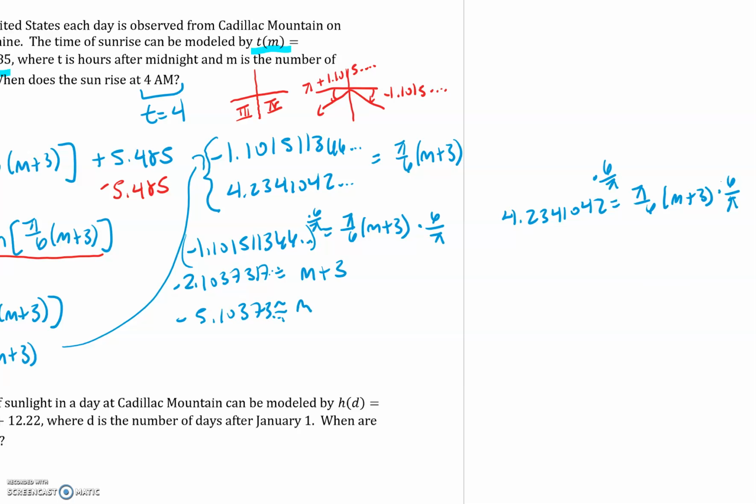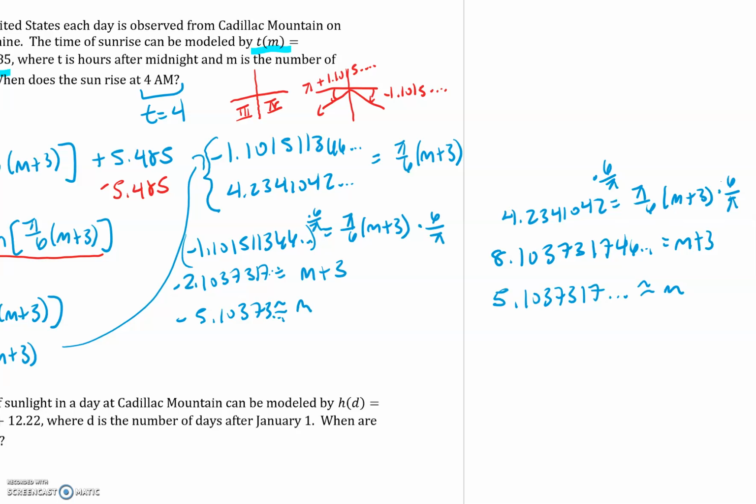It looks like we get 8.1037317746, etc. equals m plus 3. So now subtract the 3, and we're going to get positive 5.1037317, etc. So that's approximately m. So we have two different values for m.